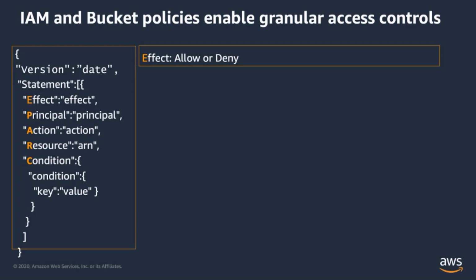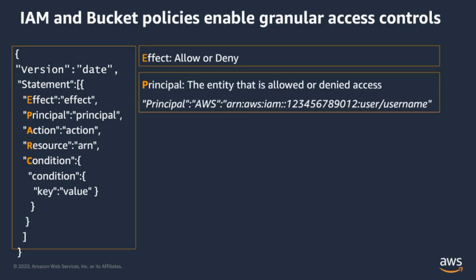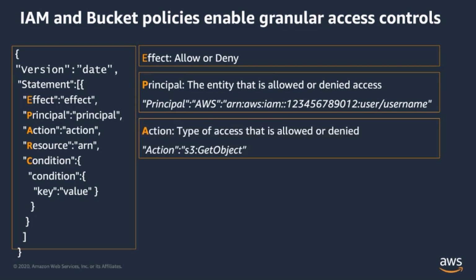The first one is effect. And effect is either allow or deny. That's it. Those are your only two options. Very easy. Now, our principal defines the entity that is either allowed or denied. In this case, we have an ARN, which is an Amazon Resource Name. And here it is: arn:aws:iam::1234567891012:user/username. So this is a user within that account, and the username is username, which is probably a bad one to pick, but it shows it as the username.